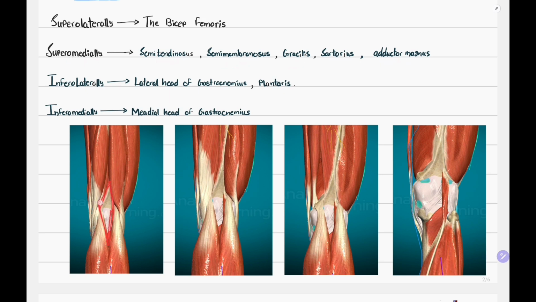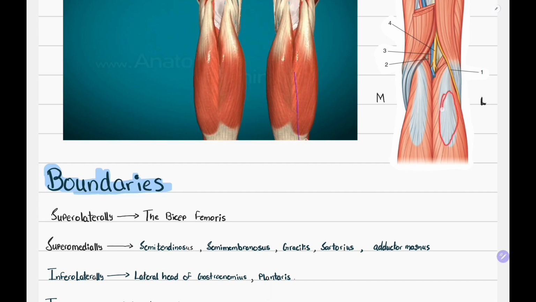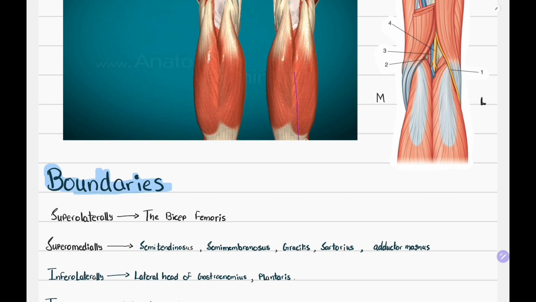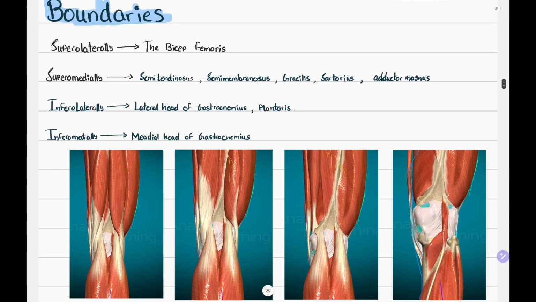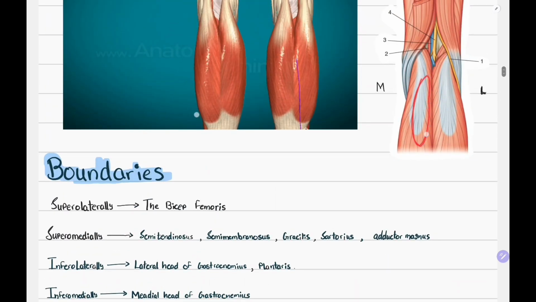This was our popliteal fossa. Now coming to the inferior boundary, it is by the lateral head of gastrocnemius muscle and plantaris muscle. Coming back to the diagram, this is our lateral head of gastrocnemius muscle and this is our plantaris muscle. They both constitute the inferolateral boundary of the popliteal fossa. Coming to the inferomedial, it is the medial head of gastrocnemius. This is the medial head of gastrocnemius muscle.